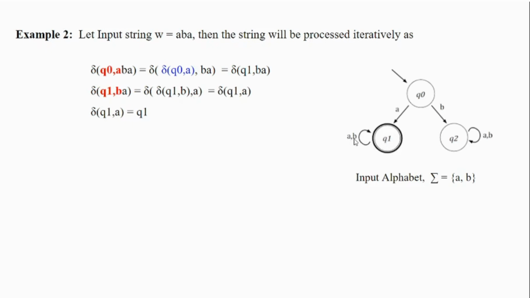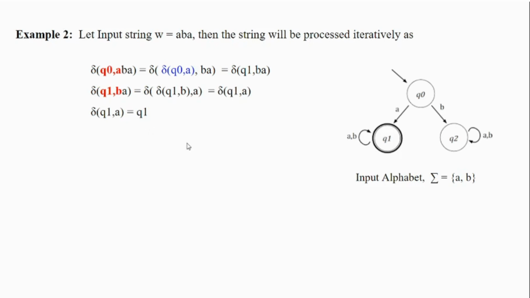A and B both are written here, that is, either on A or on B, it moves to itself. So if input is A, it will move to Q1. If input is B, then also it will move to Q1. That's why Q1 here. Now let's take this transition, and because there is only one input left, we will not extend it further. So delta on Q1 comma A is Q1 also, because all input characters are consumed or processed. That's why this is your final answer.